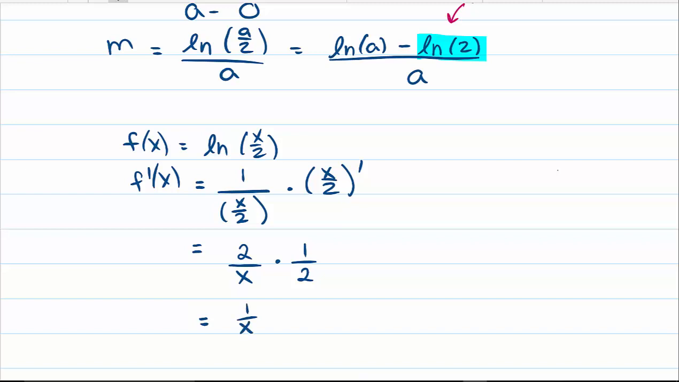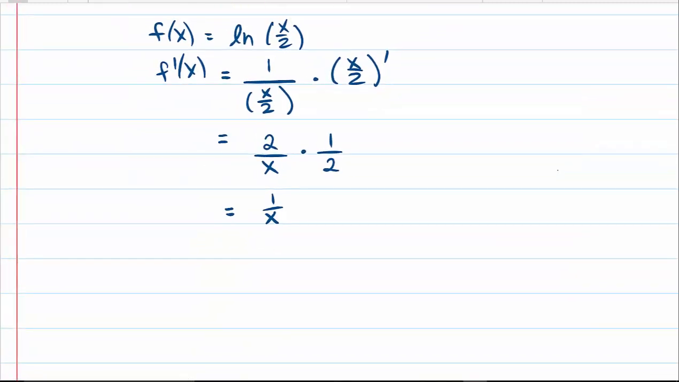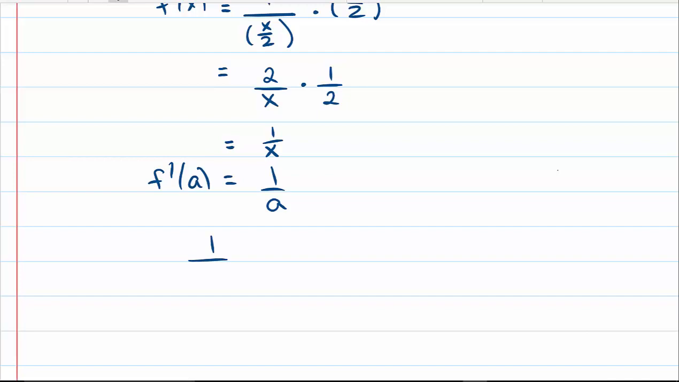It's a coincidence that it became 1 over x with the numbers canceling. This does not always happen. Okay, so now we're almost there. So now you have f prime of a is 1 over a. So now we have two different representations of the slope. So we're going to set those equal to each other. So you get 1 over a is equal to ln of a minus ln of 2, all divided by a.